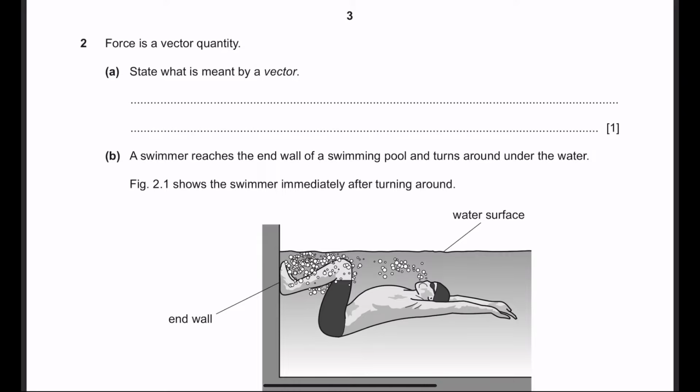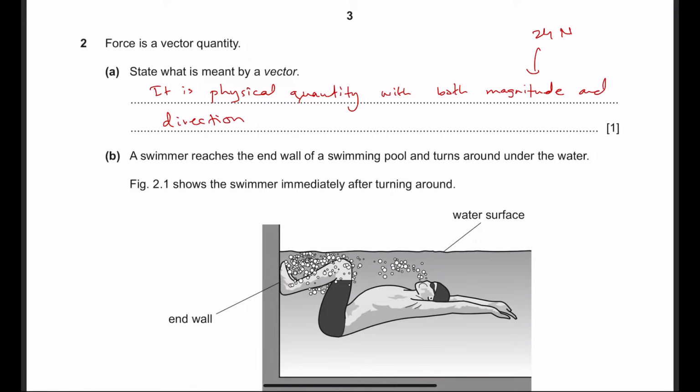So it is a physical quantity with both magnitude and direction. By magnitude we just mean the size of the quantity. So for example, when I write 24 Newton, this 24 right here is the magnitude of the force.